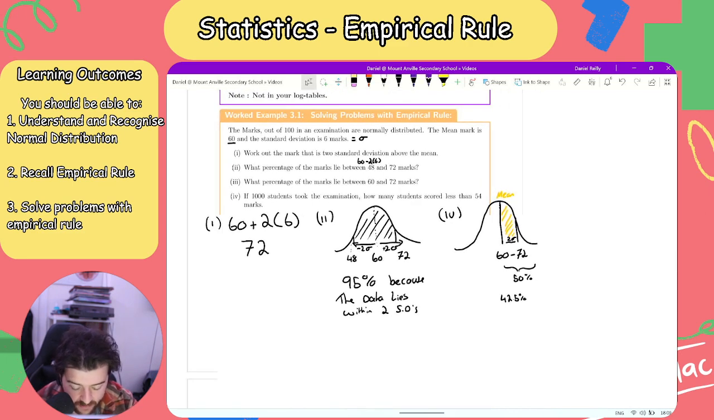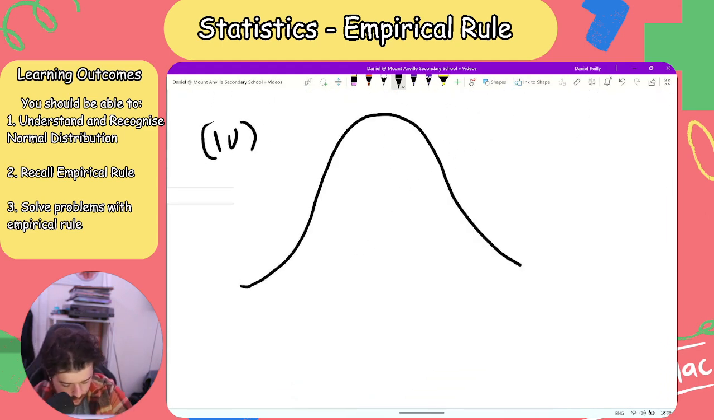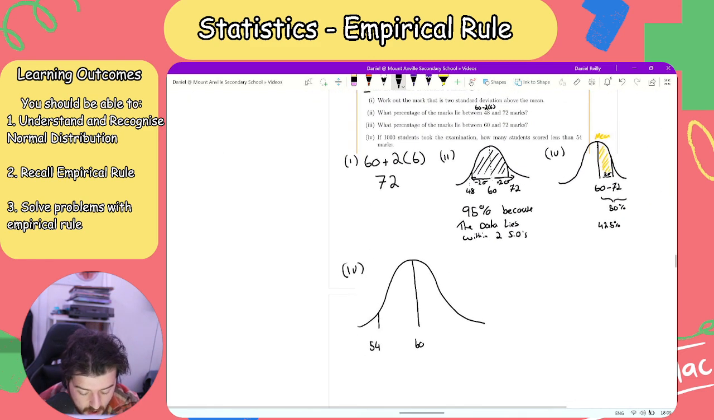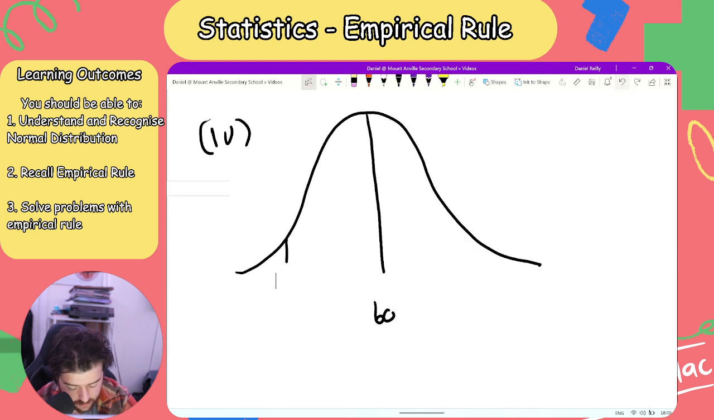Right, IV, let's do this part here. If 1,000 students took the examination, how many students scored less than 54 marks? So, draw out my diagram here. Right, so there's my middle, 60 is my mean. I'm looking at 54, so 54 is down here. Now, we're looking for who got less than 54 marks. Actually, let me bring that a little bit closer.